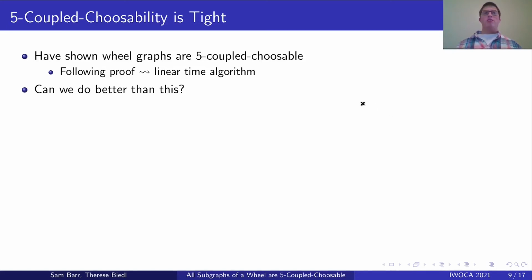We now answer the question of whether we can do better than this, or whether 5-couple choosability is tight. The wheel graph W4 was previously known to be 4-couple choosable, and in fact, we show that this is the only wheel graph that's 4-couple choosable.